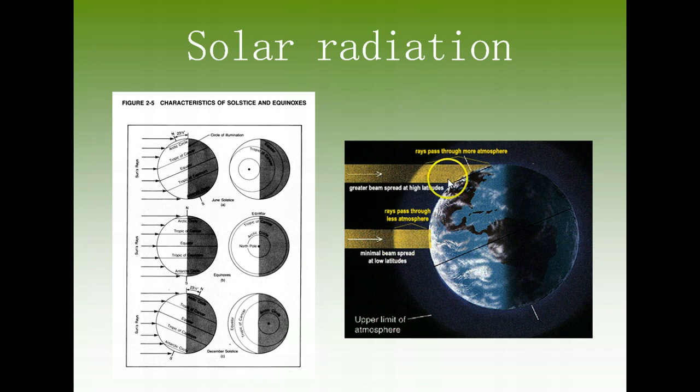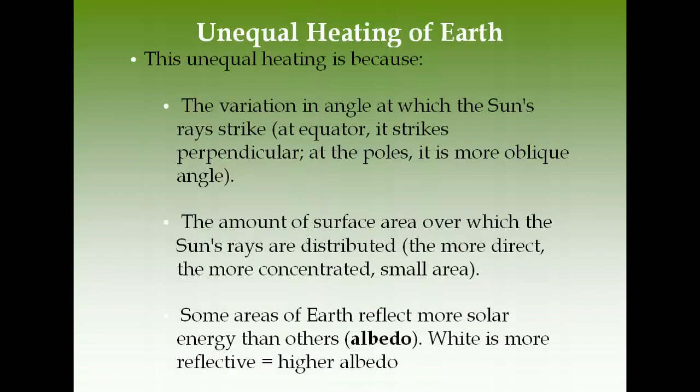So notice this top layer of sunlight reaching, it has to go through more atmosphere, and once it hits the surface, it's more spread out. Notice that angle. It's not straight on, it's more of an oblique angle. Notice this would be areas in the poles where it receives a lot less sunlight. The amount of surface area over which the sun's rays are distributed matters. So the more direct, the more concentrated in a small area.